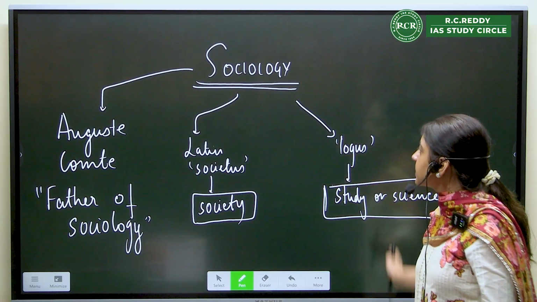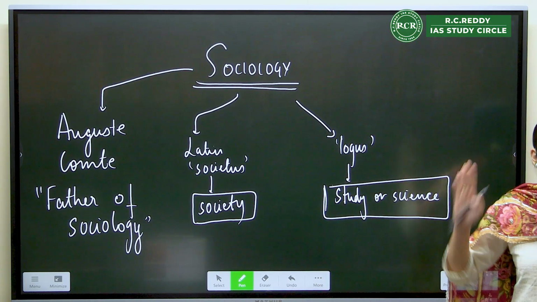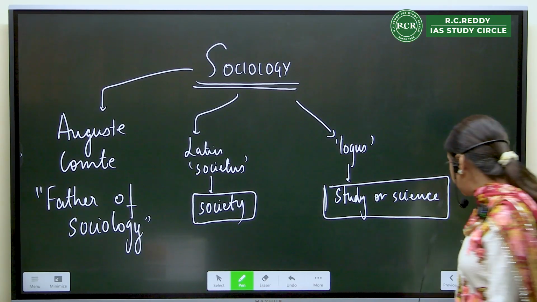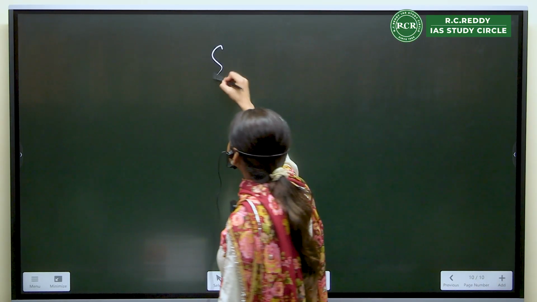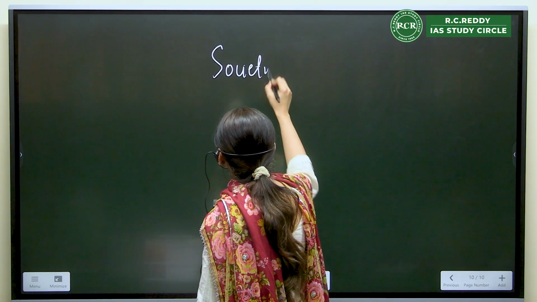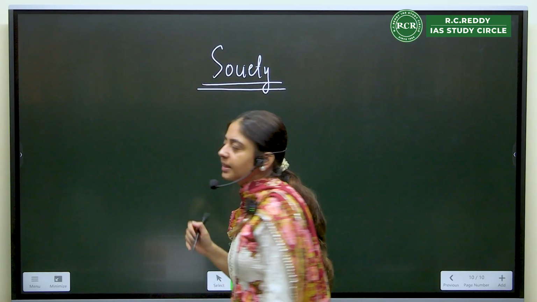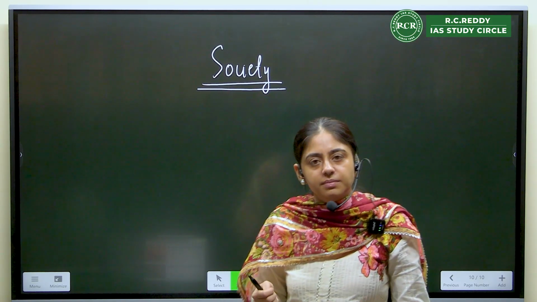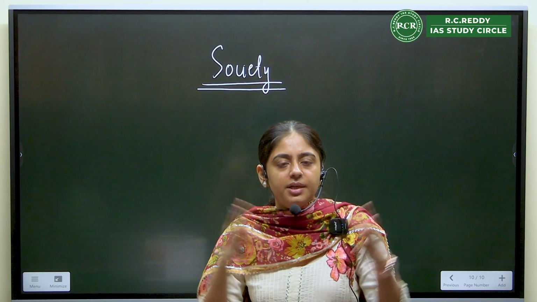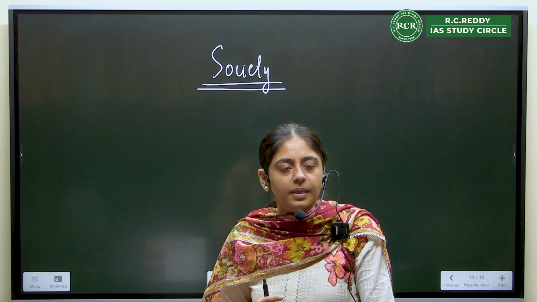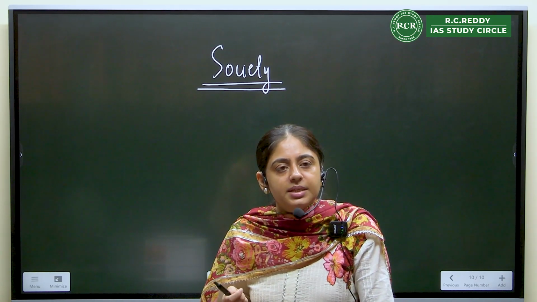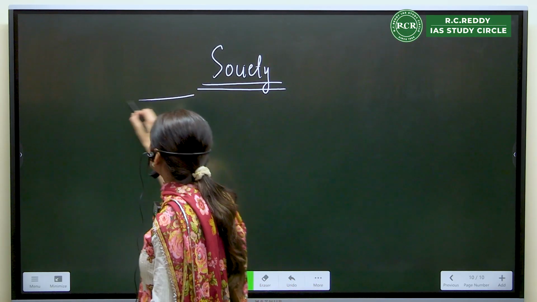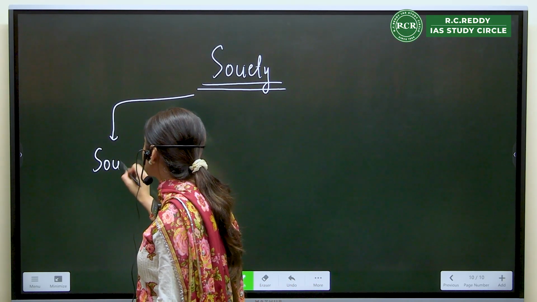So sociology starts with the premise that we have to study society in a scientific manner. And when we are talking about society, we have to see what we are going to study in this society, right? Society is a very large generic term. What exactly will we be studying here, right? So we will be studying, first is social action.